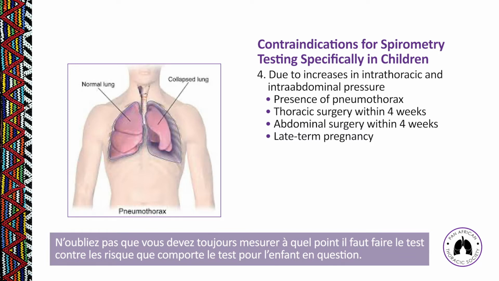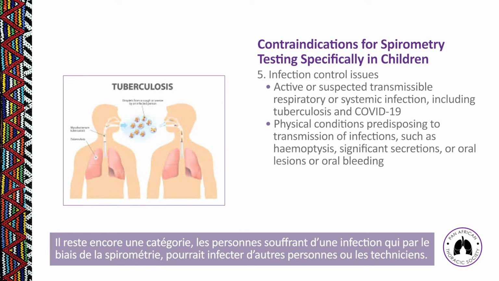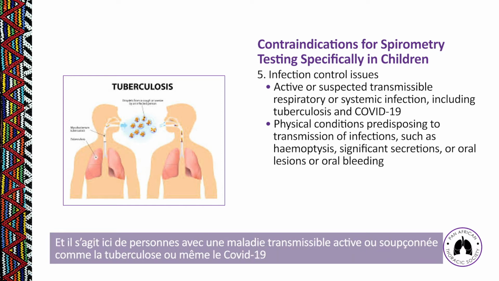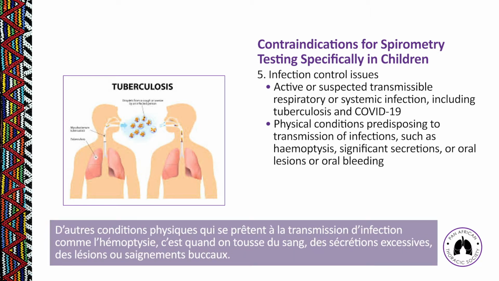And remember, you've always got to weigh up how much you need the test versus the risk of that test to the child you're testing. There's one more category, and that is people with infection that could be passed on through spirometry to other patients or the technician. And that would be anyone with active or suspected transmissible respiratory diseases such as TB or even COVID-19. Other physical conditions predisposing to the transmission of infections such as hemoptysis, which is coughing up blood, excessive significant secretions, or oral lesions or oral bleeding.